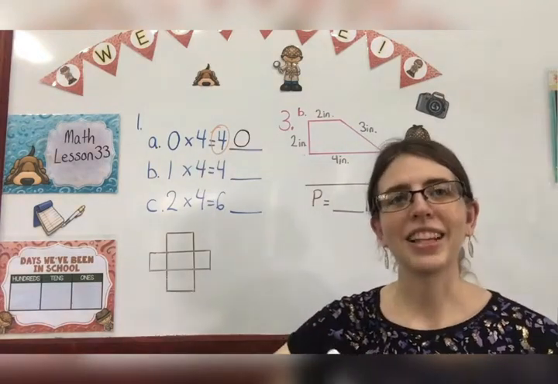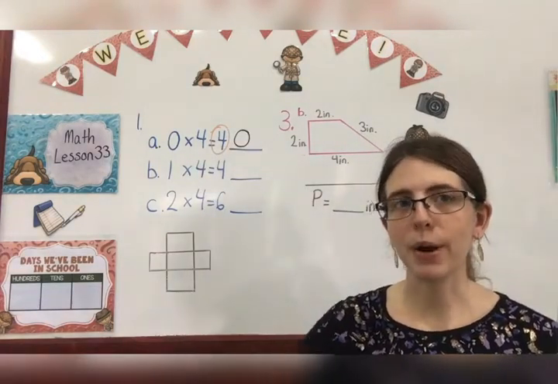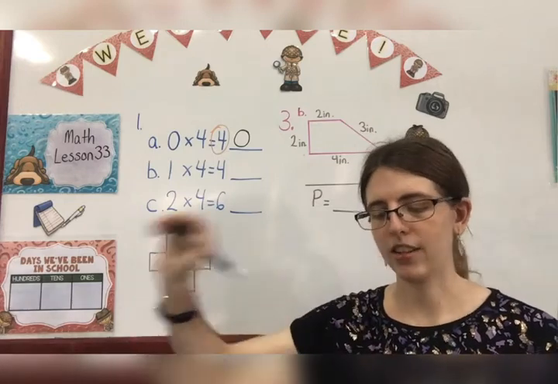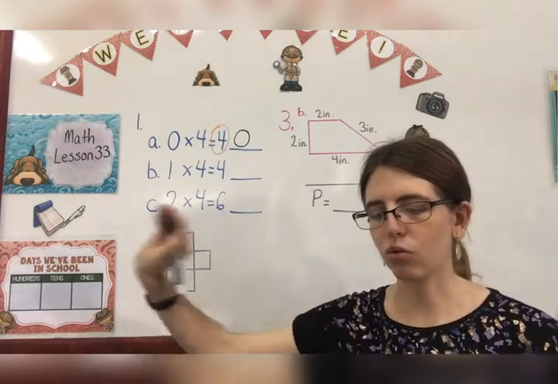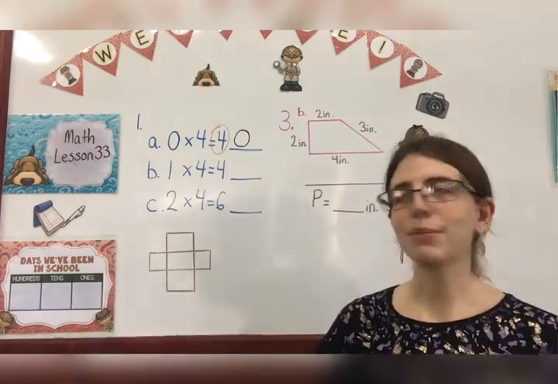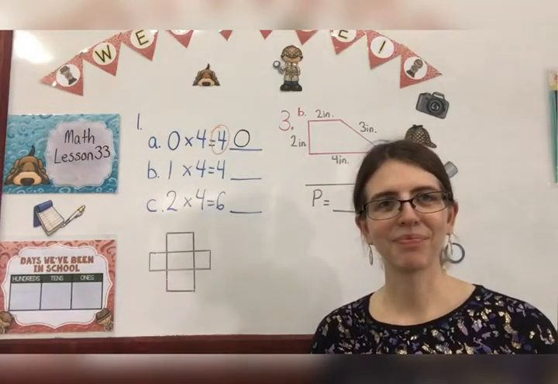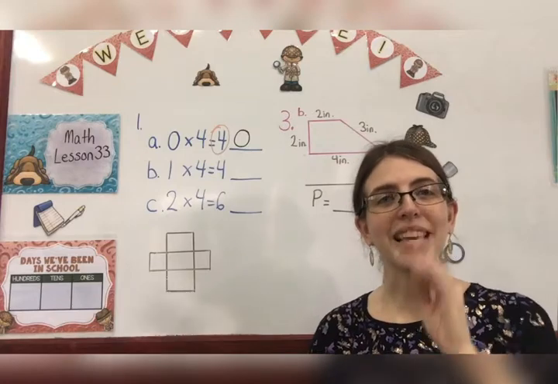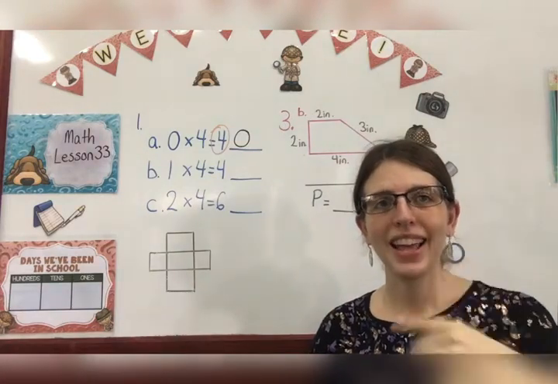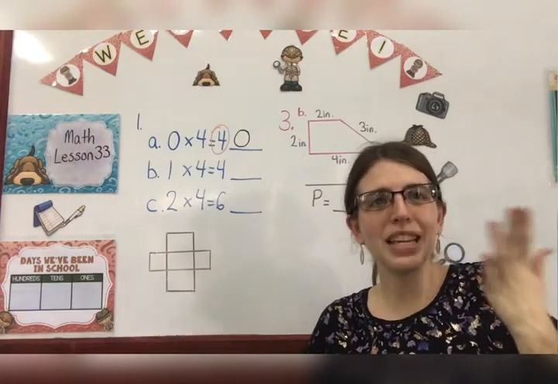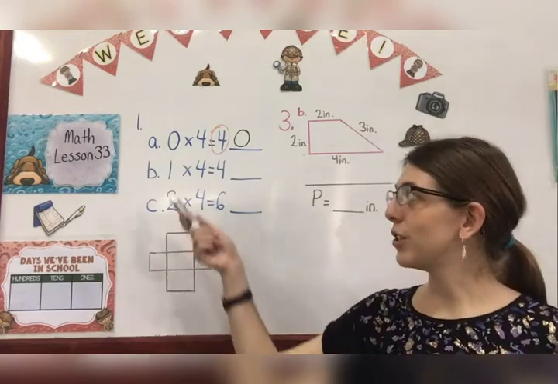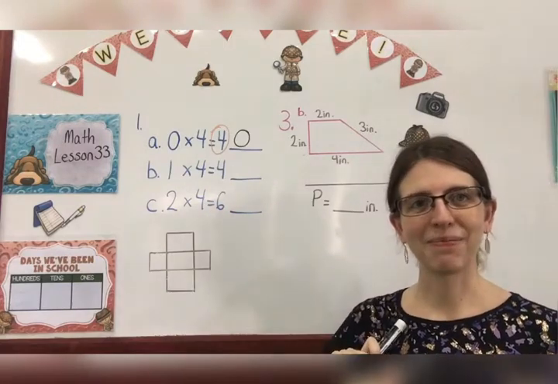Okay, let's go down to B. Now on your paper, B is across, not down. Okay, so B is across. 1 times 4 equals 4. Is that right? Yes, because anything times 1 is equal to itself. It's lo mismo. So we don't do anything with letter B.